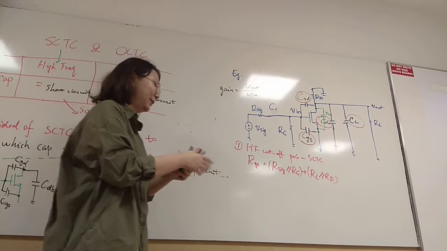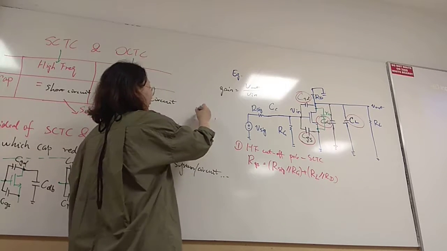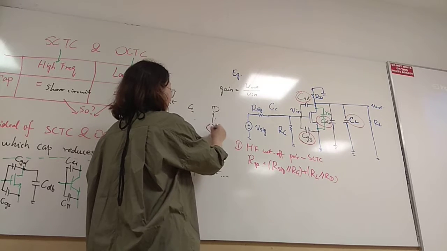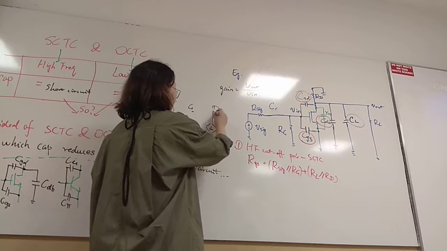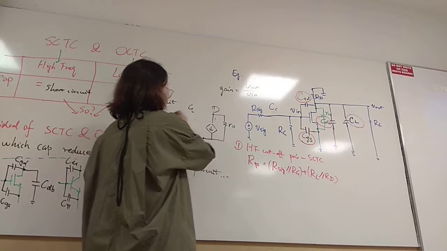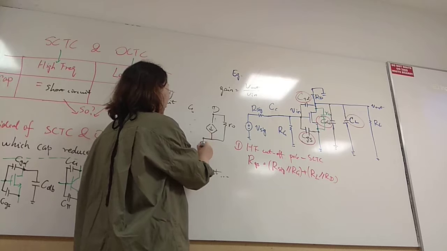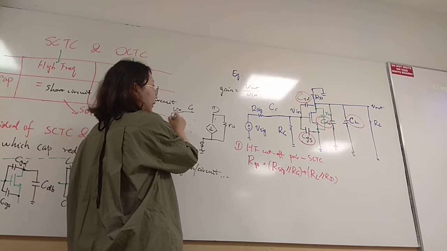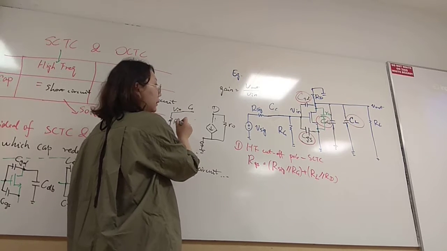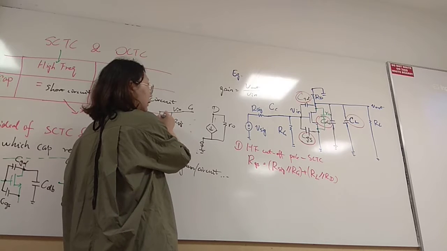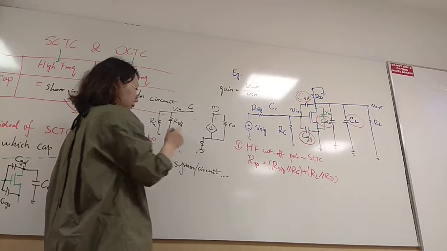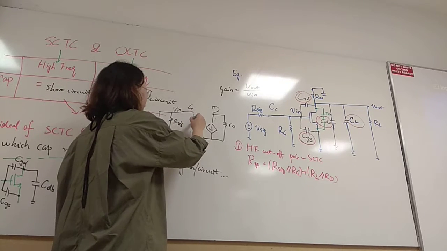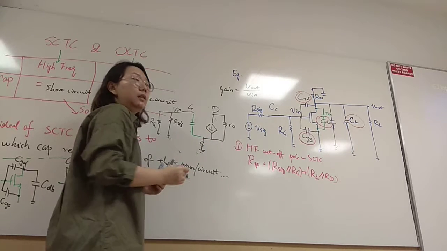So basically you are talking about this one. Here is my drain, here is my gate, here is my source. Here is my Rout. My source is connected to the ground, and here is my Vin. And here I have R signal and RG. So your CGS is actually here.